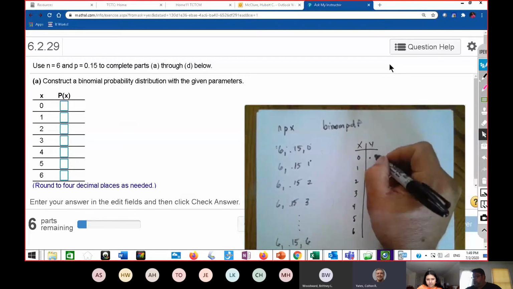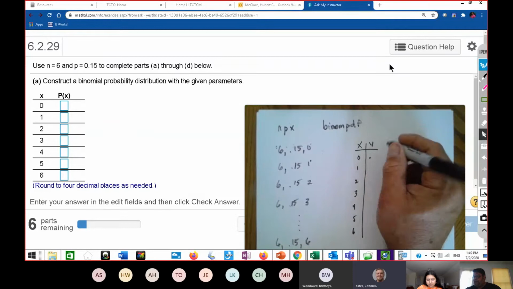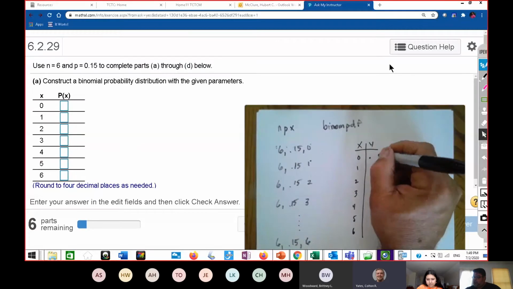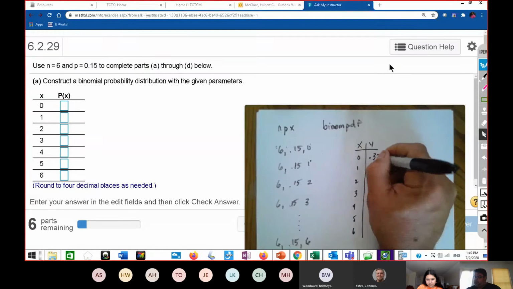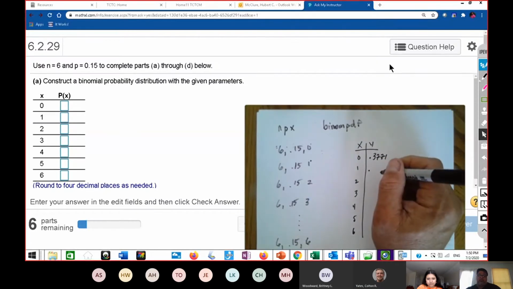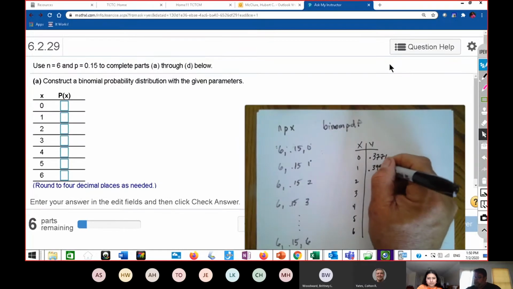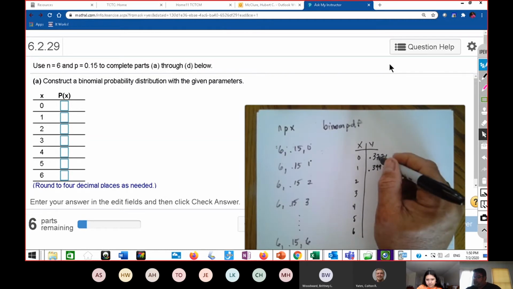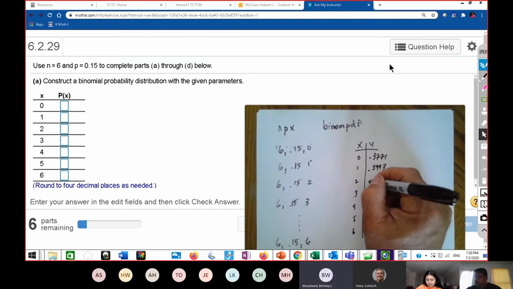6 trials, right? 6, .15 and 0, that's going to give you 0.3771. All right, somebody give me 1. I want different people. I don't want Mr. Yates to answer every single one of them. 0.3993. Ooh, this is skewed right. We already got 38 cent and 39 cent. That's already 77 cent right there. Good gracious, we ain't got much more.